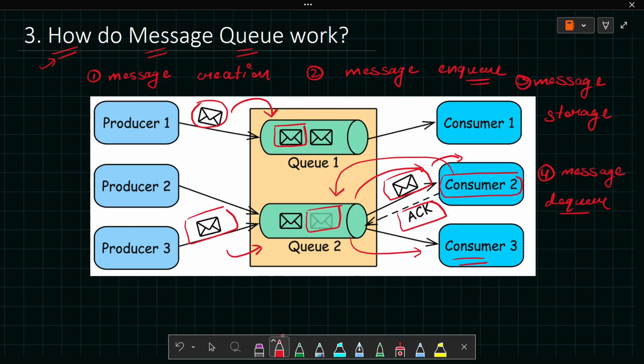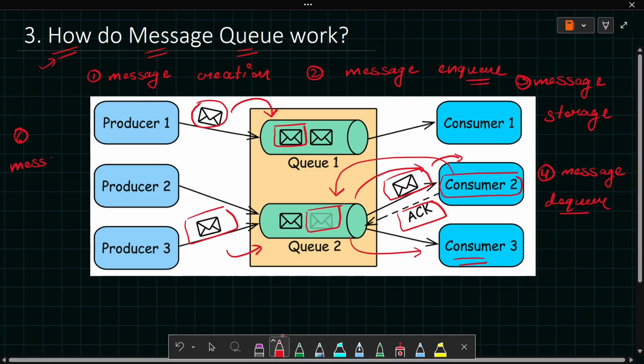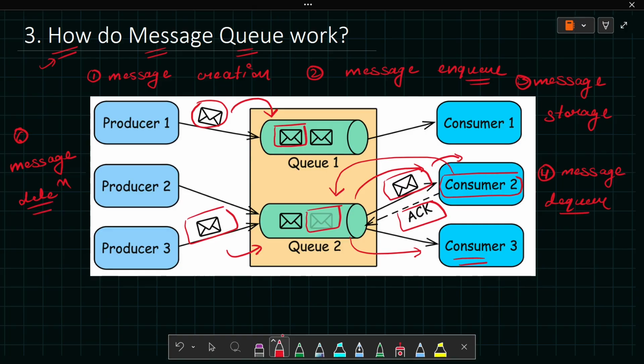And there is a very important thing which we call message deletion. What do we mean by message deletion? If we have a message enqueue and we also have a message dequeue, why do we need deletion? After the acknowledgement is done, the broker, which is actually the queue manager, removes the message from the queue to prevent it from being processed again.